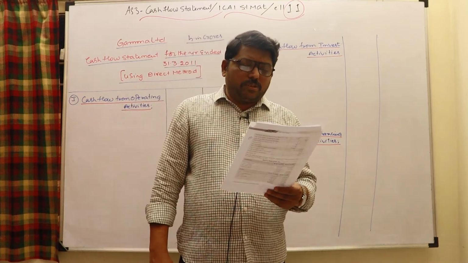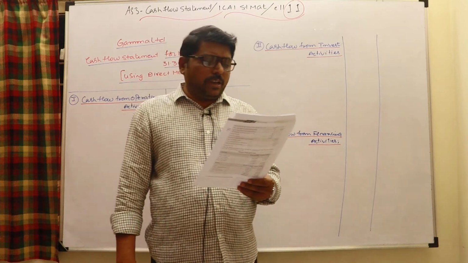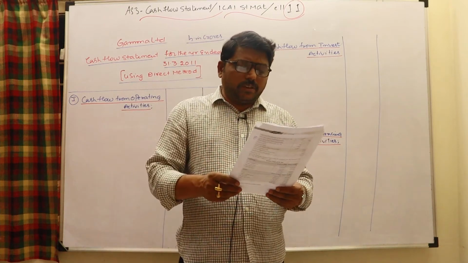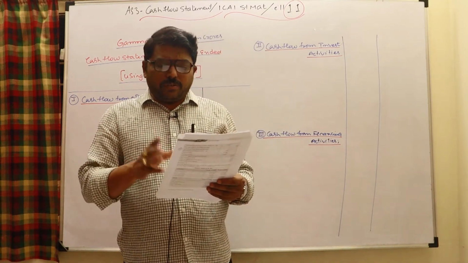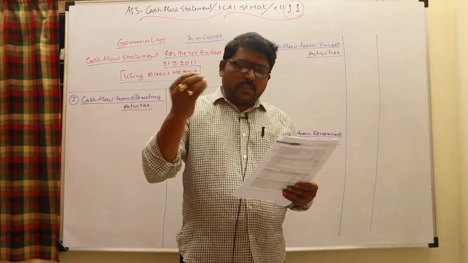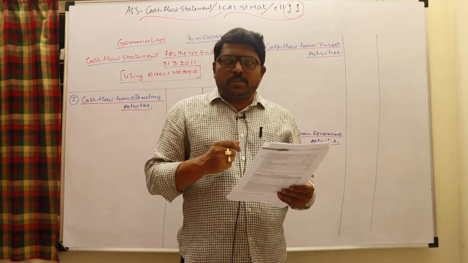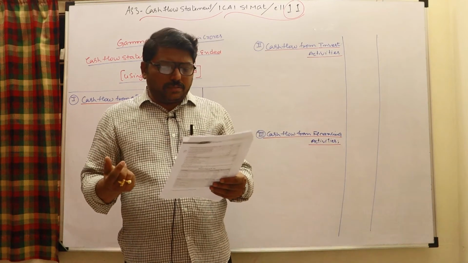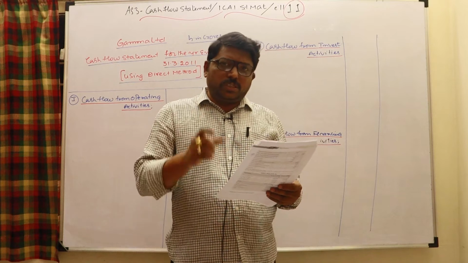Prepare a cash flow statement for Gamma Limited for the year ending 31st March 2011. First point: sales given 135 crores. 60% out of that is cash sales, 135 into 60%. Cash sales is obviously an operating activity. The remaining, 135 crores into 40%, is credit sales.